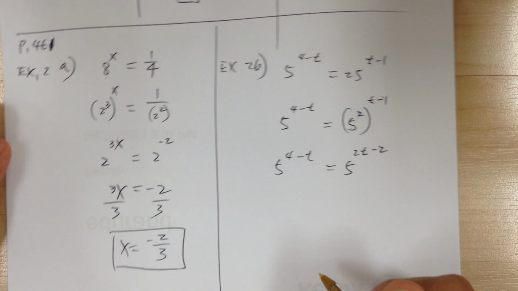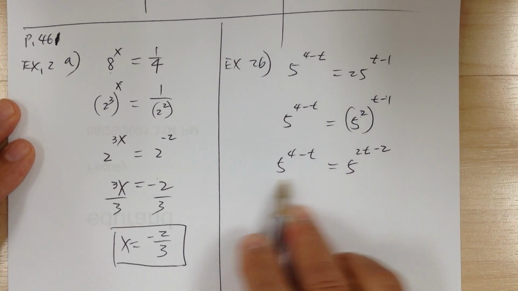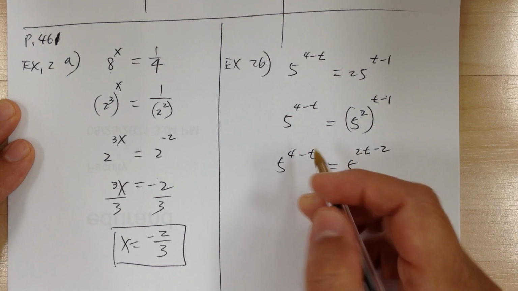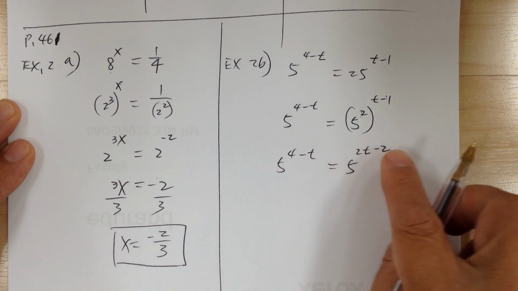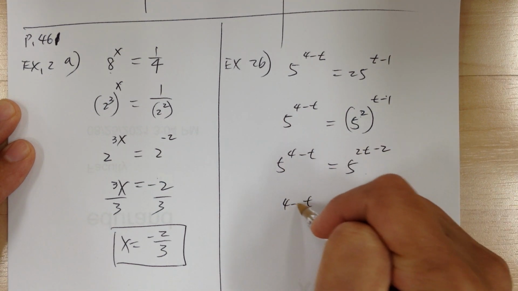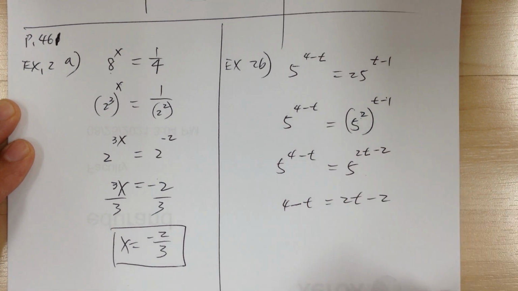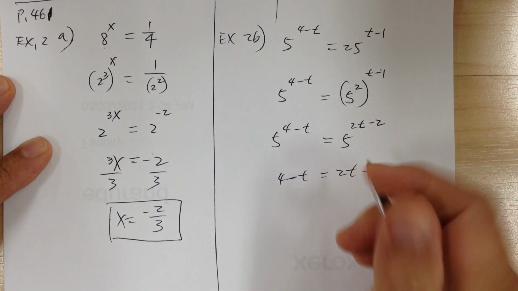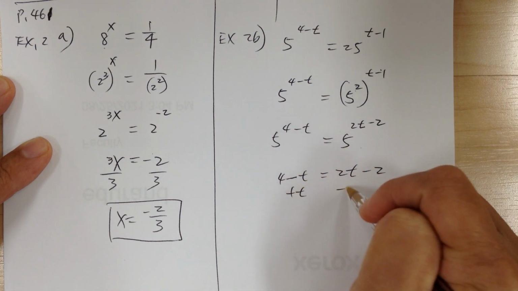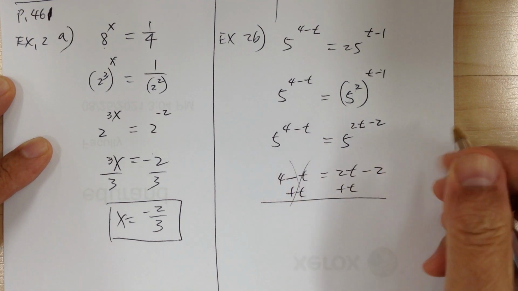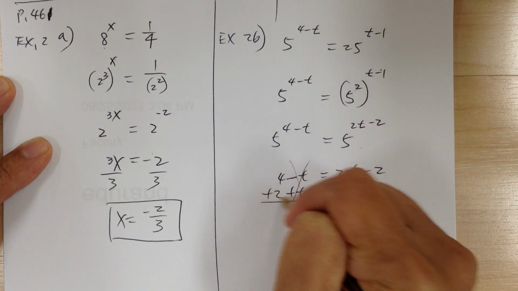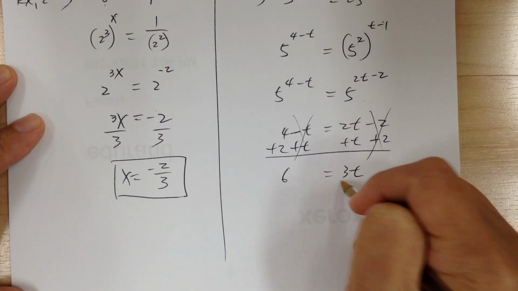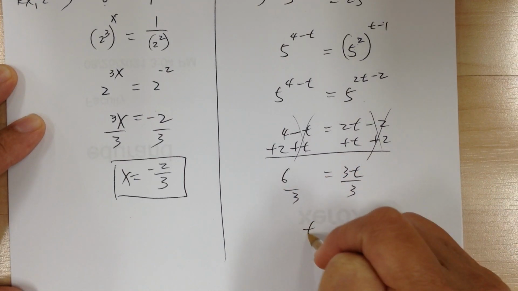Then your next step is to make them equal. The base matches with the base, and the exponent matches with the exponent. So you get 4 minus t equal to 2t minus 2. Then I'm going to solve for t. I'm going to add t on both sides so this cancels out, and add 2 on both sides so this cancels out. So I get 6 equal to 3t. Then I divide by 3, and I get t equal to 2.